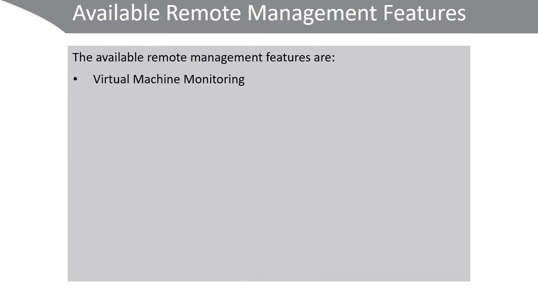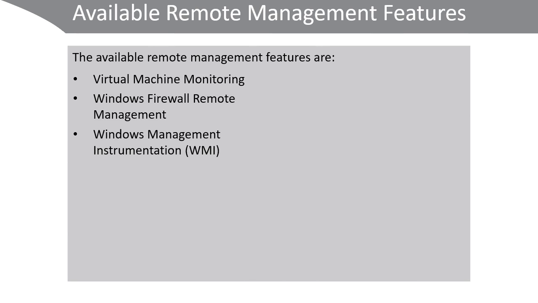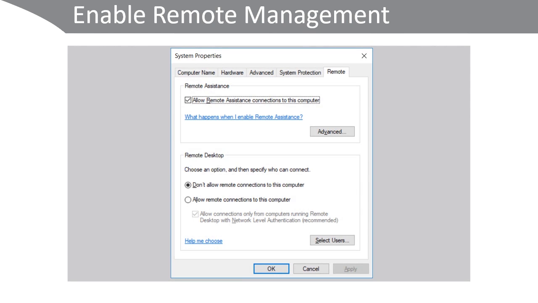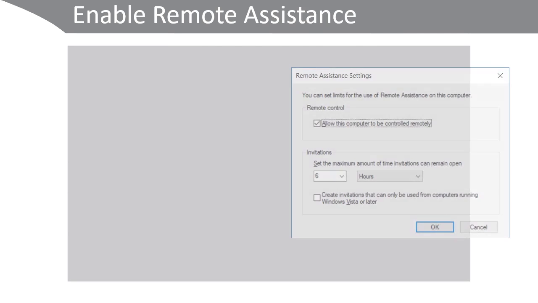Virtual Machine Monitoring, Windows Firewall Remote Management, Windows Management Instrumentation, Windows Remote Management, Windows Remote Management Compatibility. In addition to configuring the firewall, you also need to enable remote management on the Windows PC itself. You can do that through the Remote tab on the System Properties dialog. You can enable Remote Assistance and then specify on the Advanced button the detail of that, and you can enable Remote Desktop and choose which particular users are able to remote to this machine.